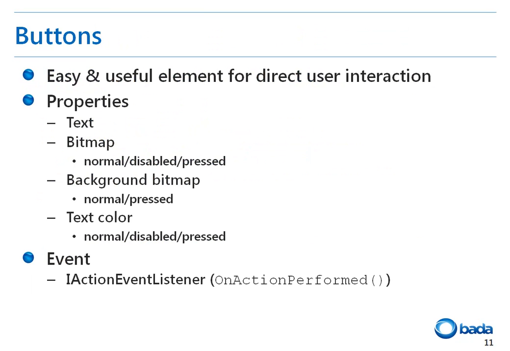Next is an example of a button control. A button is one of the most intuitive and effective ways for direct interaction through a UI. In bada, a button has text, bitmap, background bitmap, and text color properties. You can set the bitmap, background bitmap, and text color depending on the state of the button, such as normal, disabled, or pressed. iAction Event Listener is used as the event listener of the button. Events are delivered through the onActionPerformed function of the iAction Event Listener.